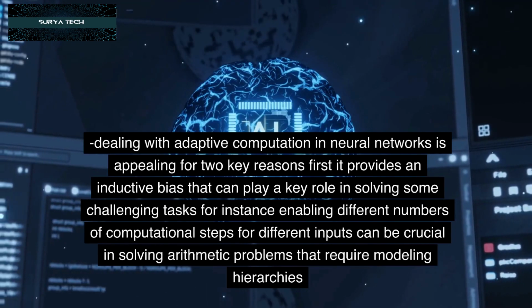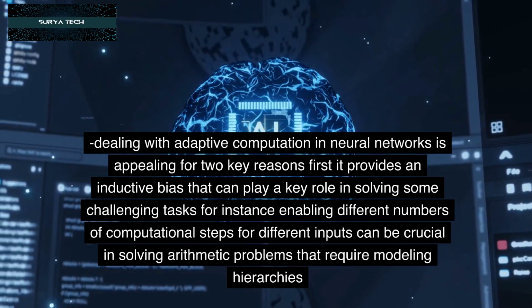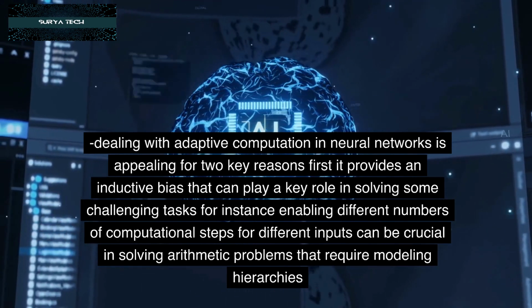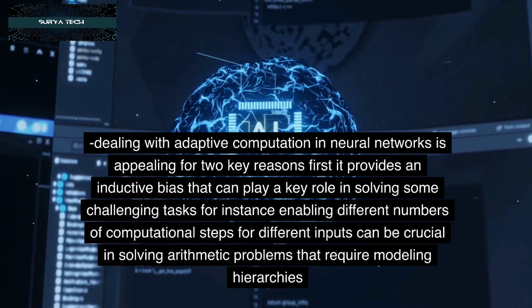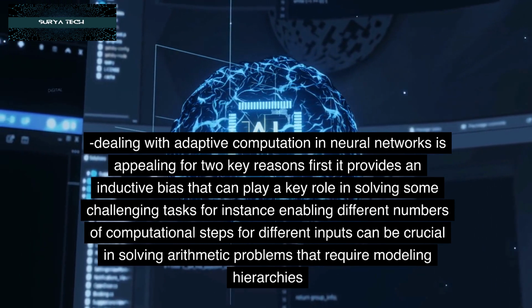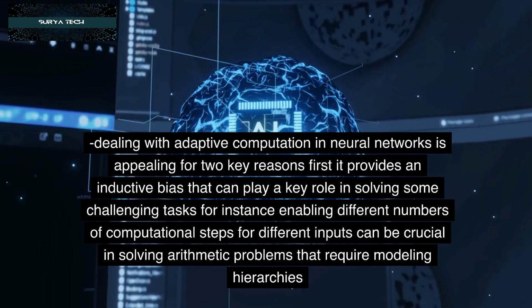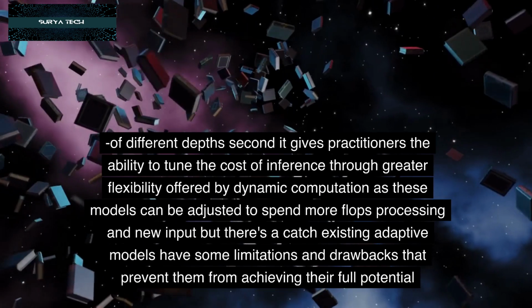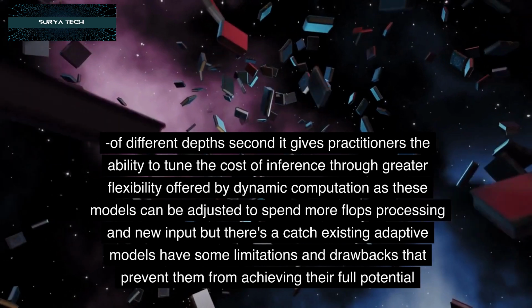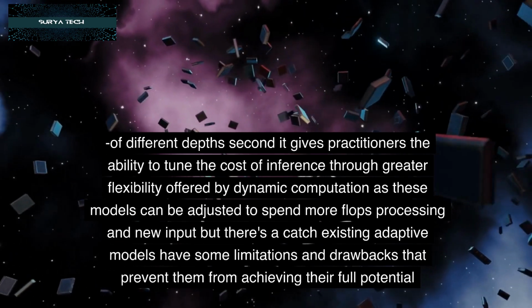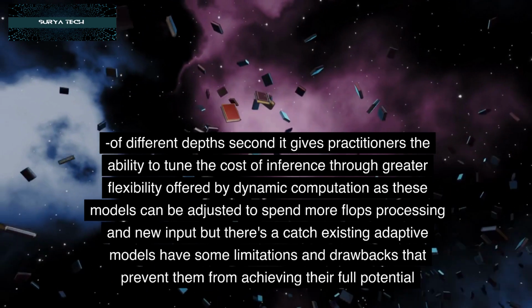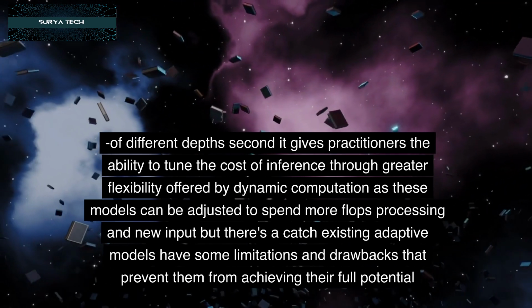Adaptive computation in neural networks is appealing for two key reasons. First, it provides an inductive bias that can play a key role in solving some challenging tasks. For instance, enabling different numbers of computational steps for different inputs can be crucial in solving arithmetic problems that require modeling hierarchies of different depths. Second, it gives practitioners the ability to tune the cost of inference through greater flexibility offered by dynamic computation, as these models can be adjusted to spend more FLOPs processing a new input.